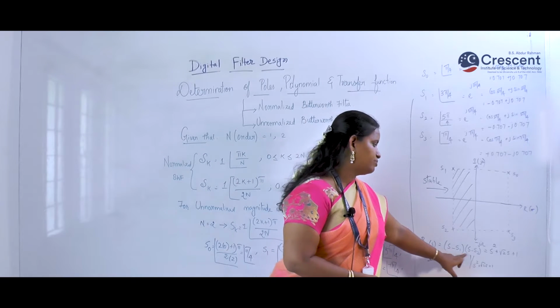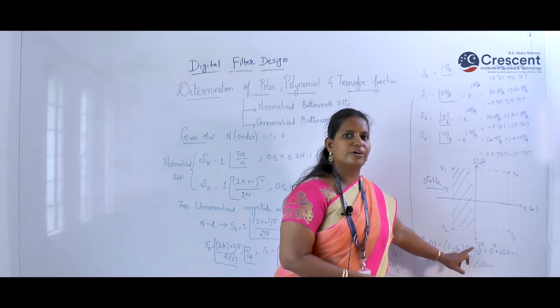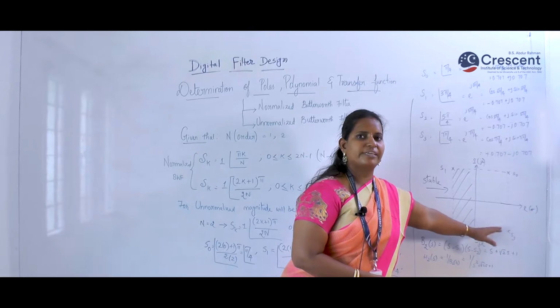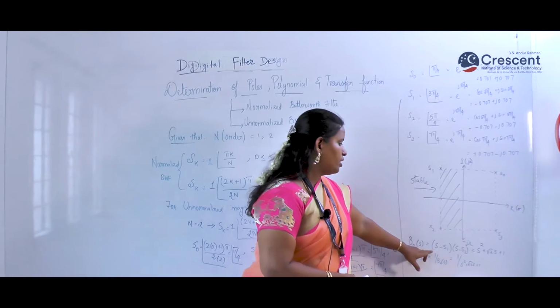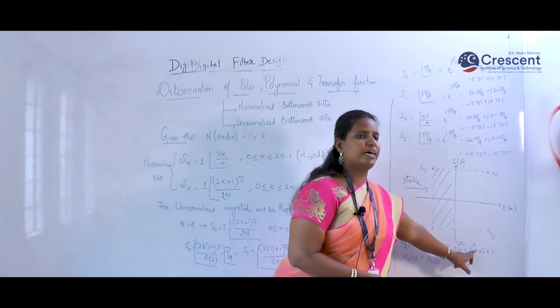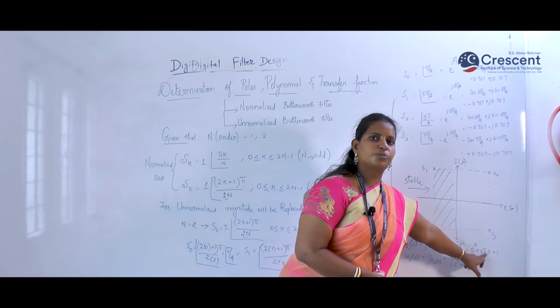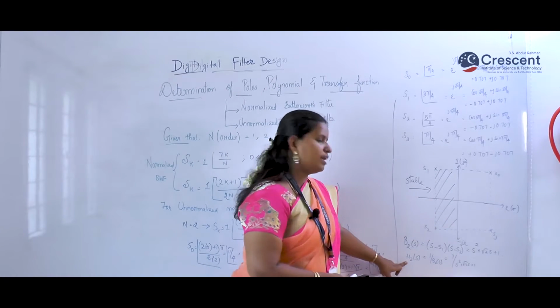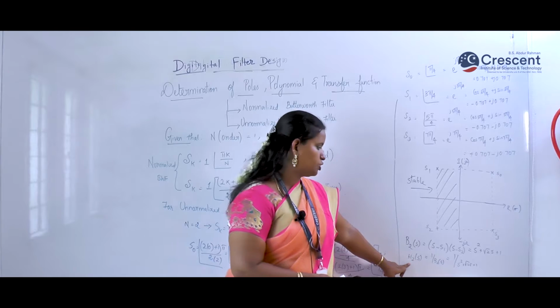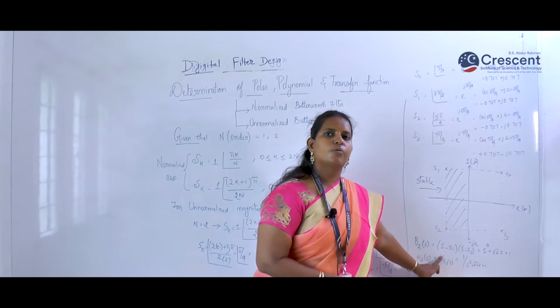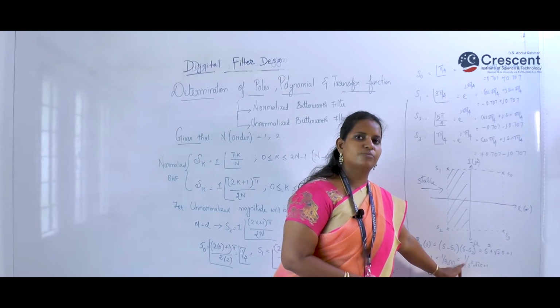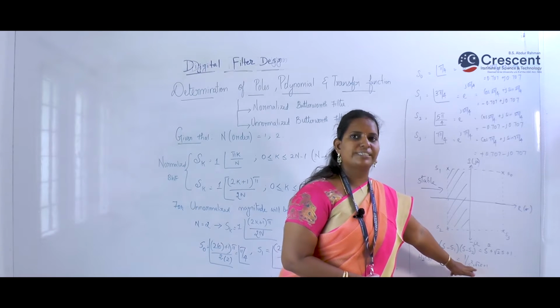So (S minus S1)(S minus S2). What happened to S0 and S3? Since they lie on the right side, we are going to eliminate them. When you simplify this equation, the answer will become S square plus root 2 S plus 1. From that we calculate the transfer function H2 of S, whose formula is 1 by B2 of S. The answer is 1 by S square plus root 2 S plus 1.